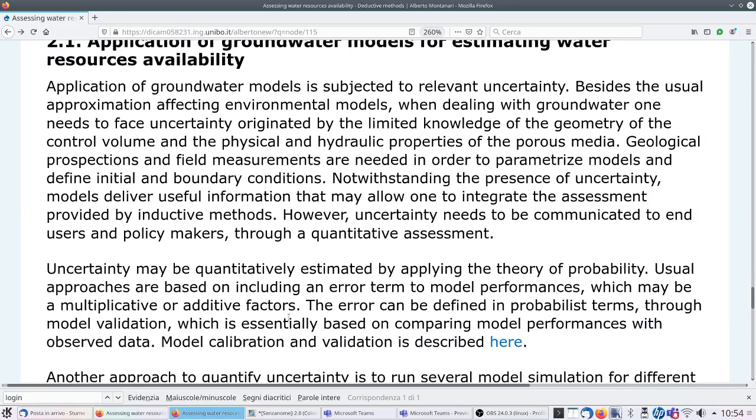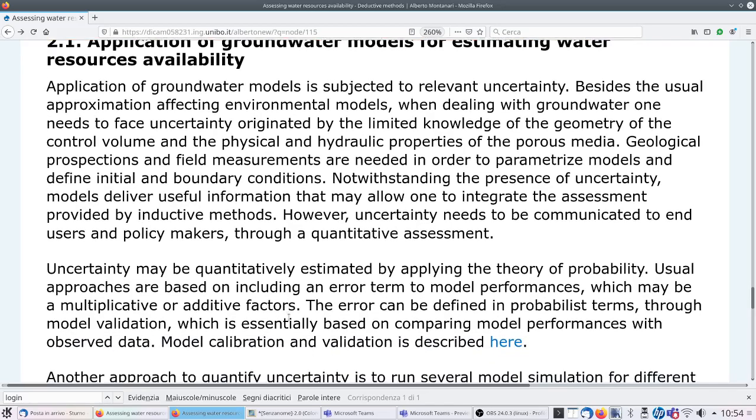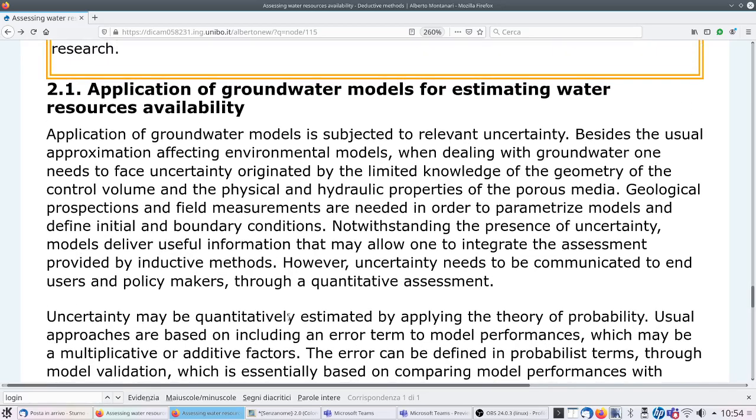Then there is a final discussion about the application of these models for estimating water resources availability. I propose to postpone this until after a 15 minutes break, which we may take already now.